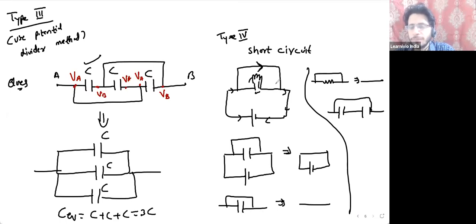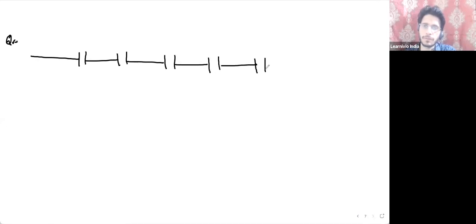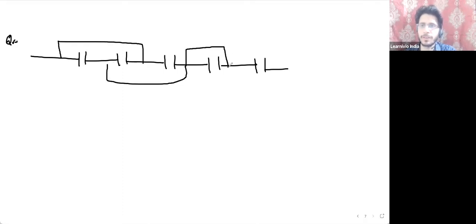Can I change the slide now? Yes, sir. Now, in the next type of questions, you just have to identify whether a given capacitor or a given resistor is short circuited. Be very, very careful while deciding if anything is short circuited. So all capacitors are identical: C, C, C, C, C. This is A, this is B. Let's name them: 1, 2, 3, 4, 5.